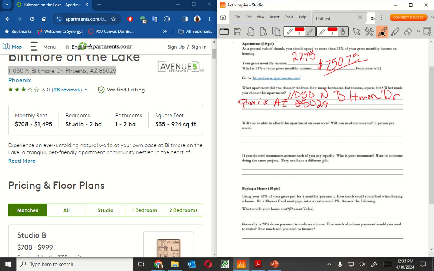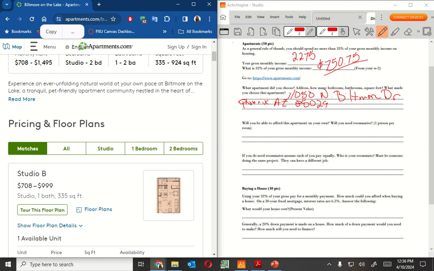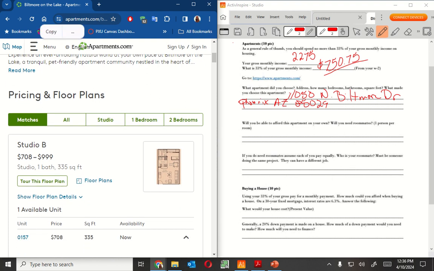Okay, now, how many bedrooms? There's the address. How many bedrooms is this one? 0. This one is a studio. Next question. Bathrooms. How many bathrooms? 1. Next question. How many square feet? 335. What made you choose this apartment? Looks pretty nice, right? Yeah. Looks pretty nice.